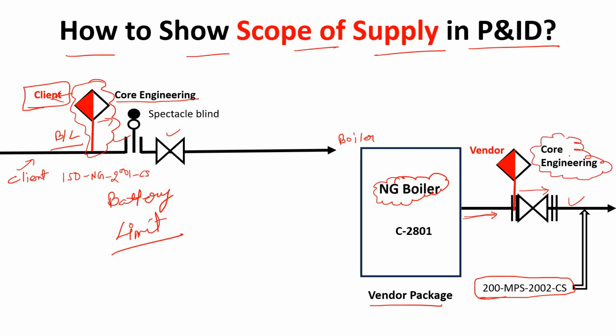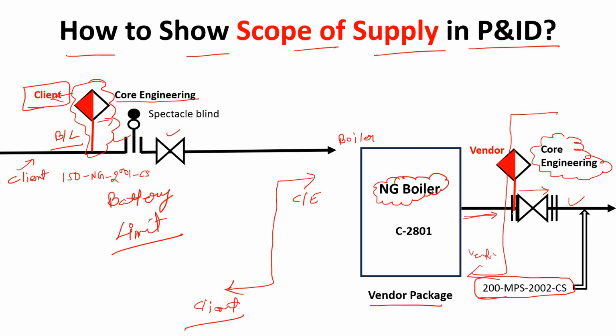I hope you got my point, what I want to tell you, right? Somewhere in a PNID, sometimes we also show it like that, okay. See, this is your core engineering and this is the client. So we could show this here as well, like that. This means this is your vendor and this is the core engineering, right? So that's how we also show the scope of supply in a PNID, okay.